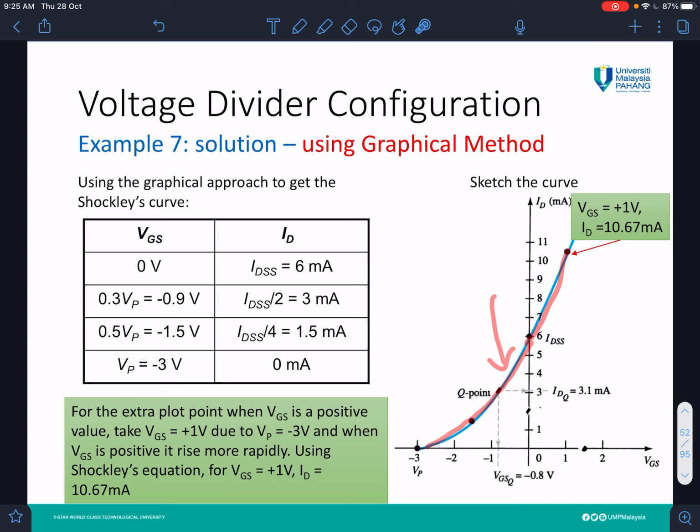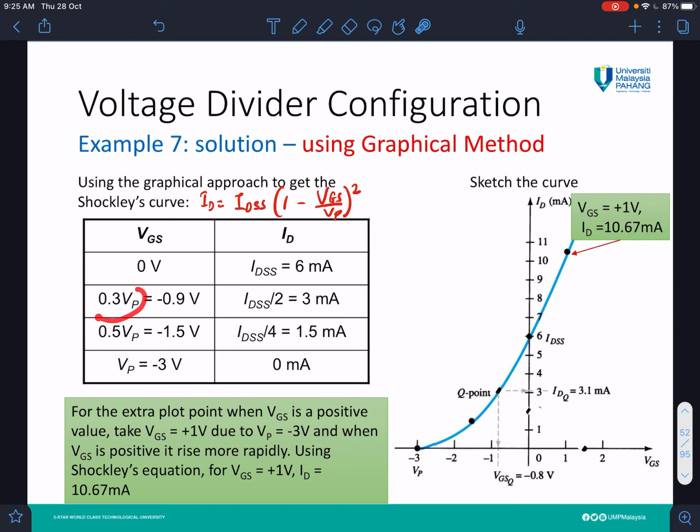is generated using this table. We find the values in this table by using this formula, and actually this formula comes from the Shockley equation. Remember the Shockley equation? The Shockley equation is ID equal to IDSS times (1 minus VGS over VP) squared. So when we insert VGS equal to 0, we get ID equal to IDSS.